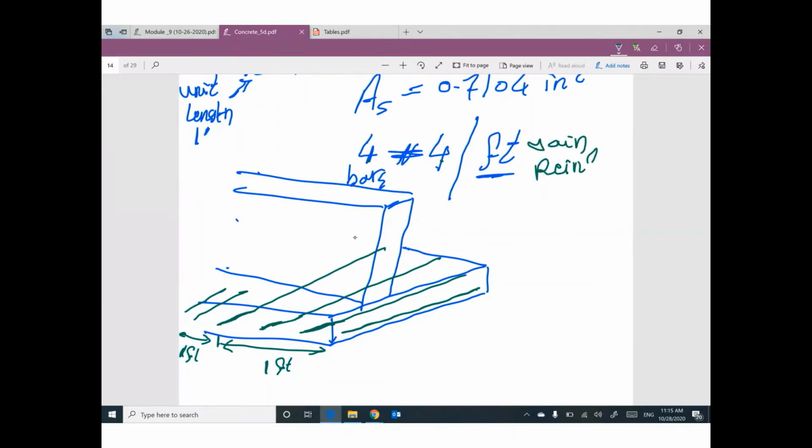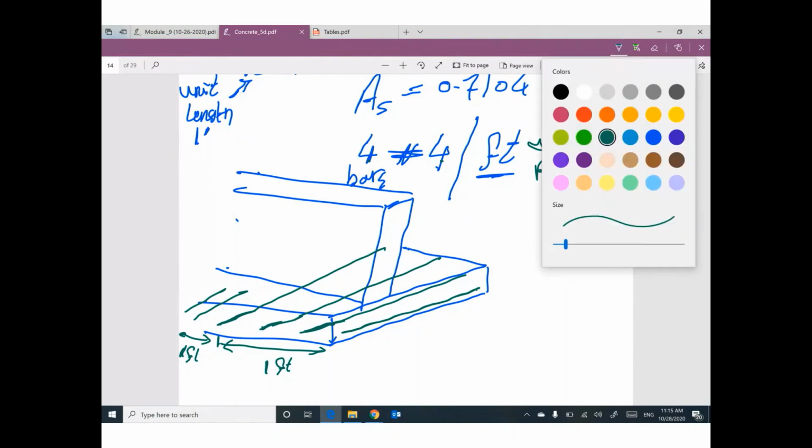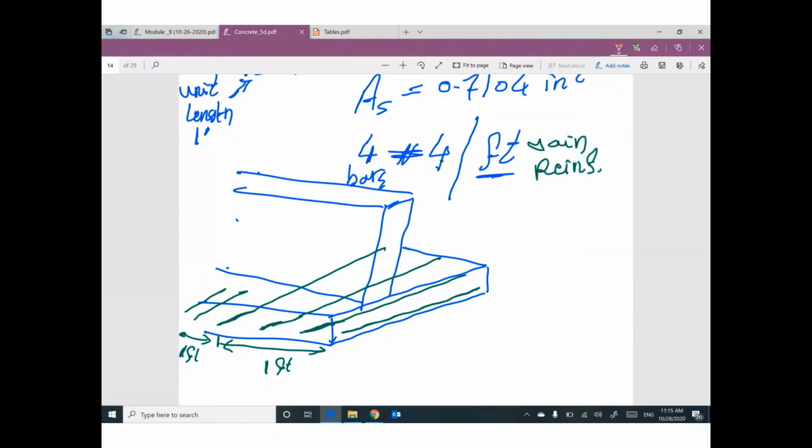One of you will ask me, is this the only reinforcement? No, we have another reinforcement in the longitudinal direction, which is minimum reinforcement. This footing looks like one-way slab. We have one way, main steel reinforcement, and the second way, which is the longitudinal direction, will be minimum reinforcement.